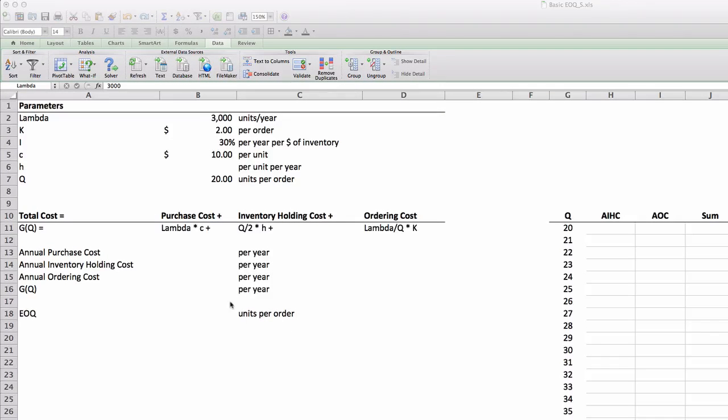Hello and welcome to this video about the basic EOQ model. I just want to walk you through the model setup and implementation in Excel in this video.